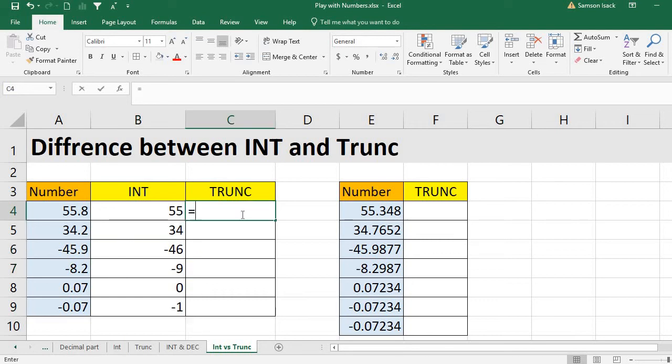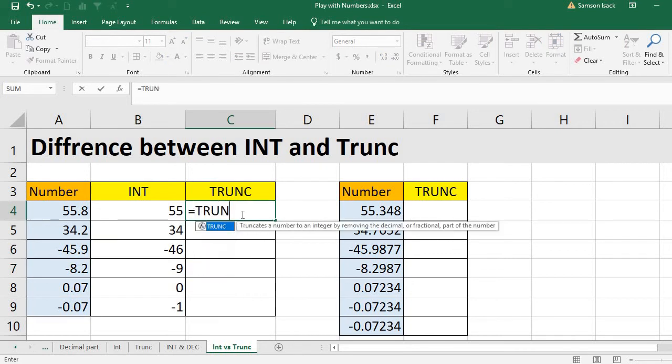But what happens in TRUNC? First of all, what is TRUNC? It truncates the number to an integer by removing the decimal or fractional part of the number. You can remove the decimal part up to any number of digits in TRUNC. If you are not providing the number of digits, it takes 0 as the default and removes the full decimal part. So you can just give TRUNC of the number, and since I am not providing how many digits to be removed, it is 0. That means remove all the decimal part.